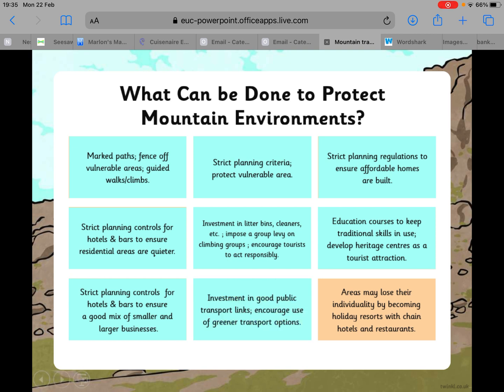What about increased pollution from cars and buses and planes? Well, make sure that there's good public transport links, so people are getting buses instead of individual cars, or encourage greener transport like bikes or walking.